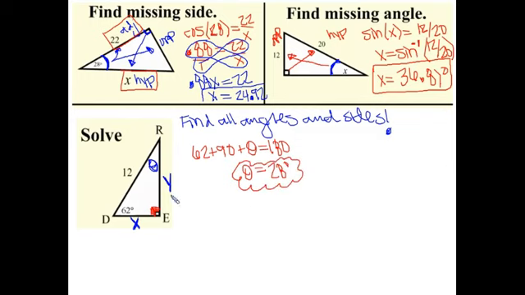But now let's try to figure out these missing sides. You can pick any angle you want except for the right angle, because the right angle is special.